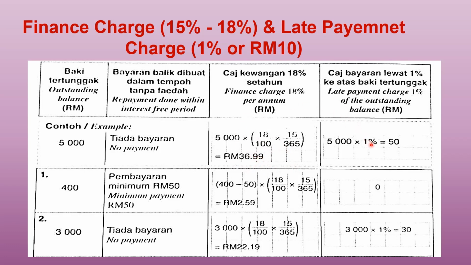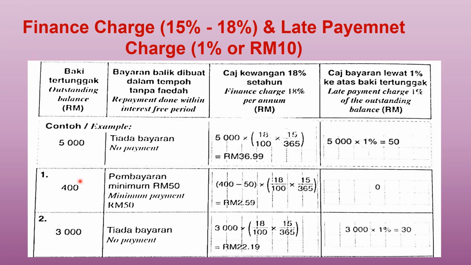So this is the interest charge. The late payment charge is 1%. There is a late payment charge because no payment was made within the interest-free period. So 5,000 times 1% equals 50 ringgit. So this is the late payment charge.